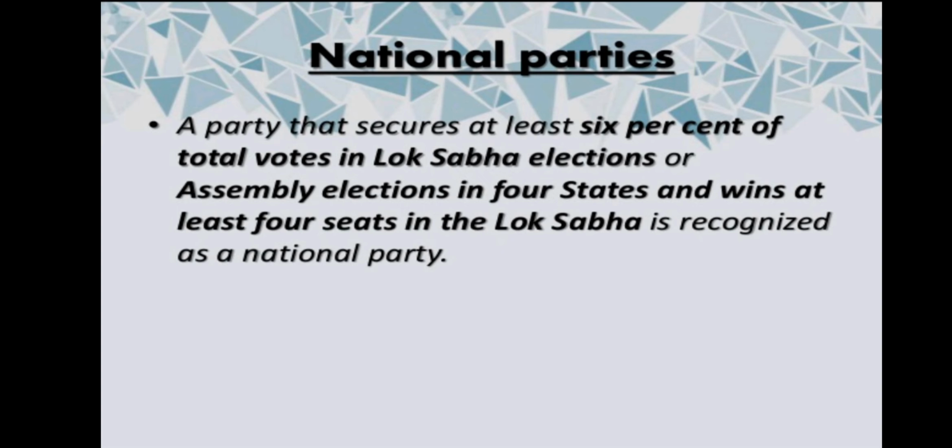Parties that get this privilege and some other special facilities are recognized by the Election Commission for this purpose. And that is why these parties are called recognized political parties. They are given a unique symbol which only the official candidate of that particular party can use. These are called the recognized political parties.